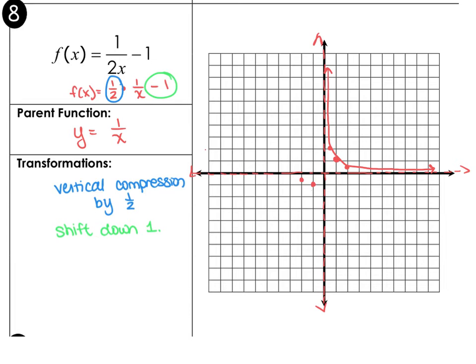So we're going to have the same guy on the other side, just reflected. So approaching the asymptote by the x-axis, and then continuing down and approaching the asymptote on the y-axis. So this one's a little hard to see with the vertical compression because everything is so small.